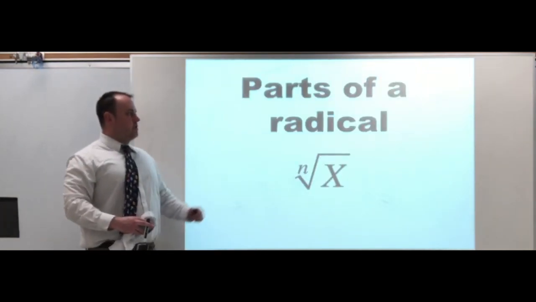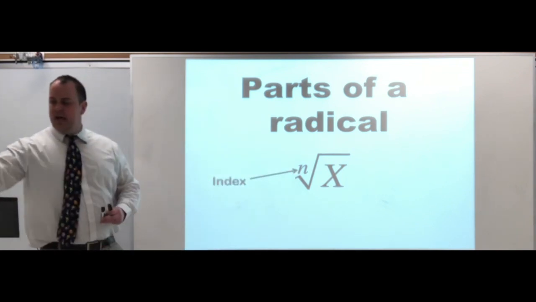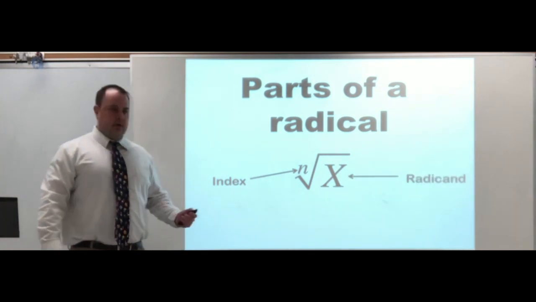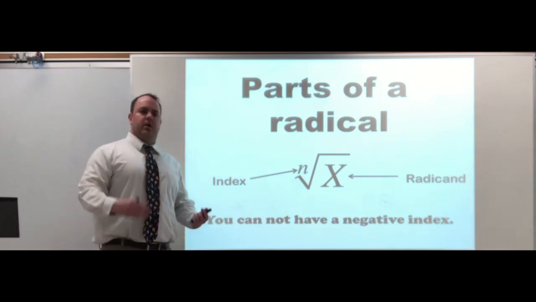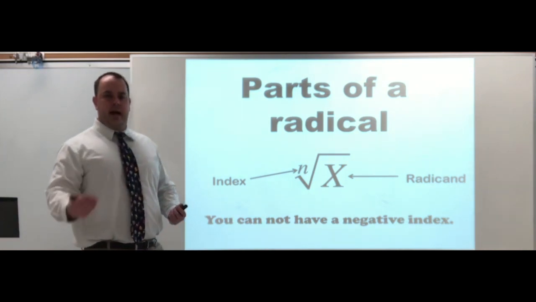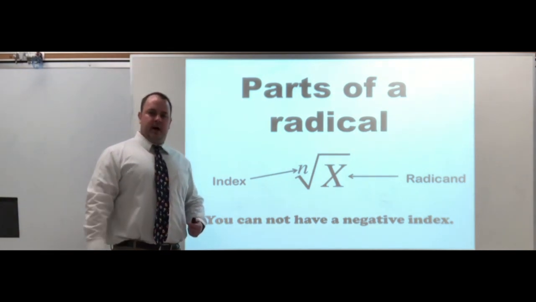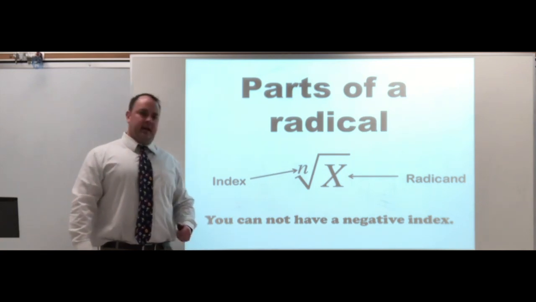Just remember the parts of a radical. We have our index, which is going to be important, and the n that's underneath the root is called our radicand. You cannot have a negative index, so we're not working with this. It's the same concept as when we had negative exponents. We brought it to the bottom or the top, moving it to make it positive. We're going to be doing that same kind of skill here when we have a negative index.